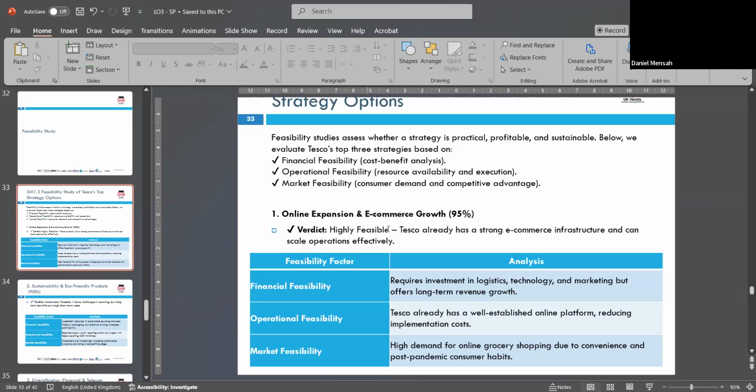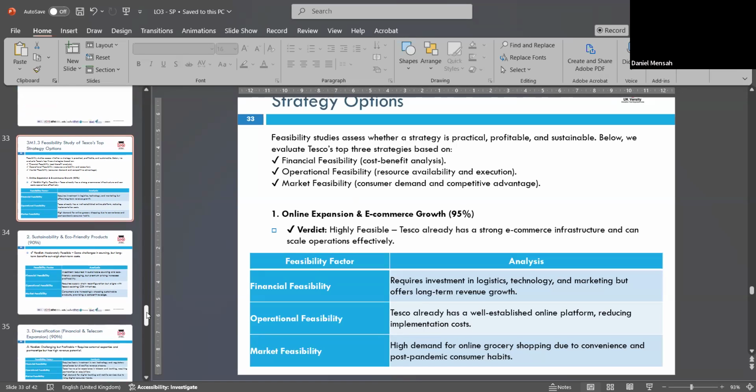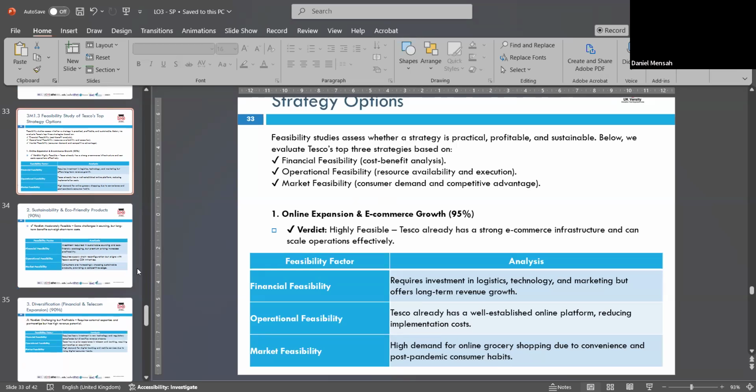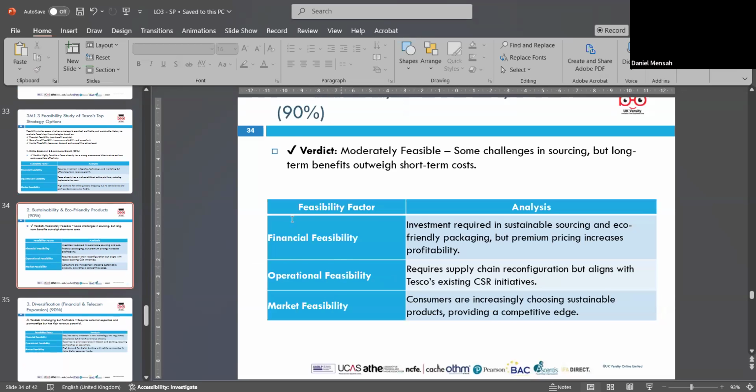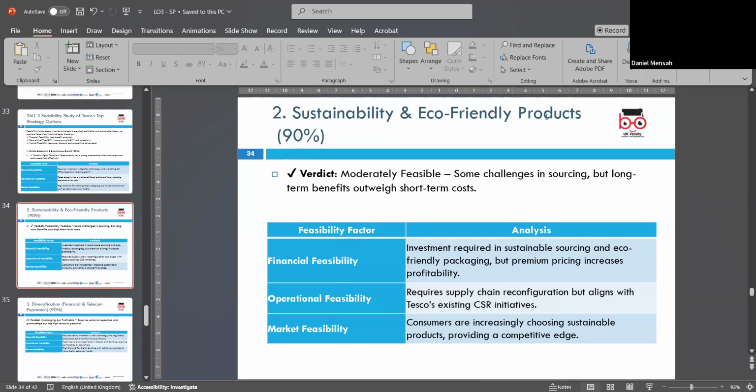If you see the verdict, it is highly feasible because they have a strong e-commerce infrastructure and scale operations effectively. So they have enough resources and infrastructure to implement that strategy. Again, sustainability, the eco-friendly product strategy, we gave a weightage of 90%. We rated it moderately feasible because of some challenges in sourcing, but long-term benefits outweigh short-term costs. So this is the second best option.